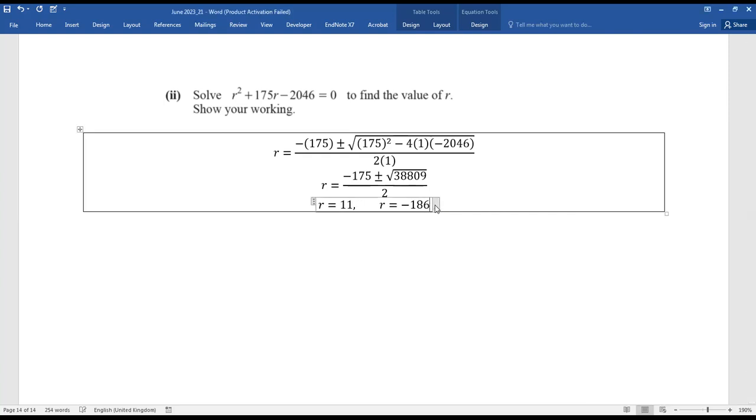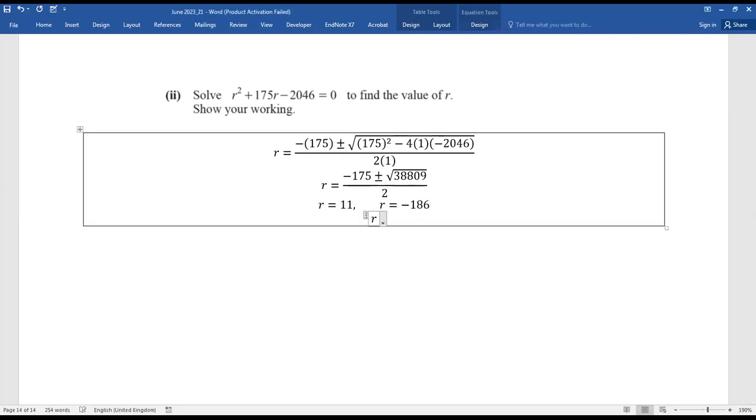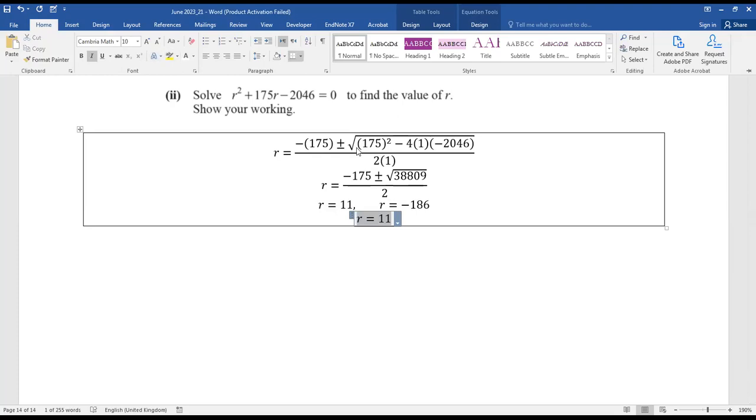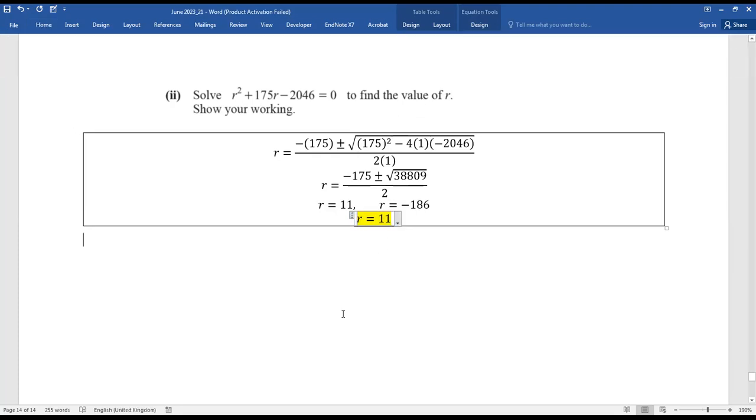Now remember, r is the number of bags. So the value of r will be 11, and minus 186 will be discarded. Read the question carefully. The question says value of r. It does not say values, so you should end up with one single answer.